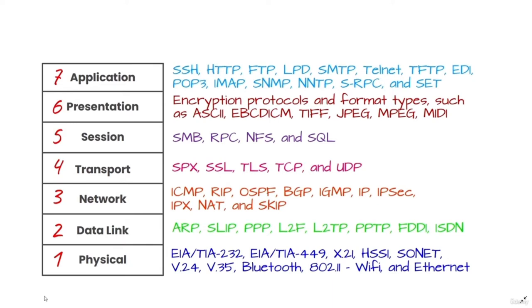The third layer of the OSI model is the network layer. The network layer is responsible for receiving frames from the data link layer and delivering them to their intended destinations based on the addresses contained inside the frame. The network layer finds the destination by using logical addresses, such as IP addresses, or internet protocol.